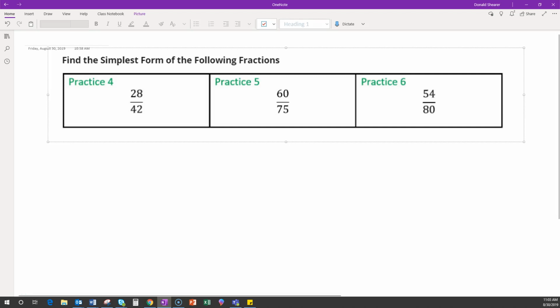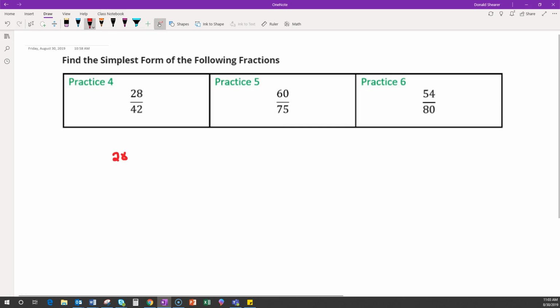Practice problems 4, 5, and 6. We are trying to find the simplest form of these fractions. So let's jump in here and start with the first one. We have 28 over 42.